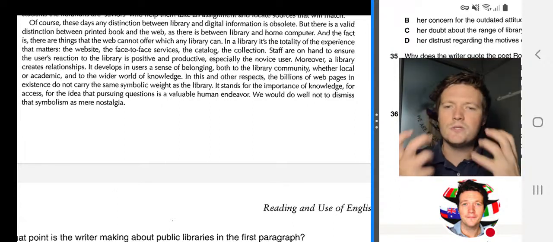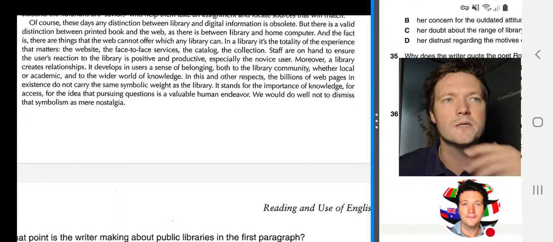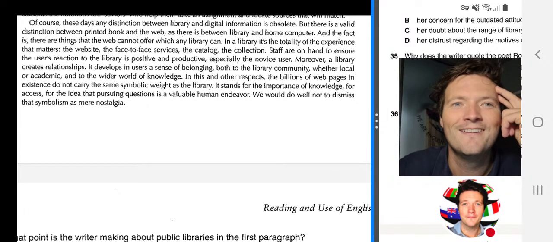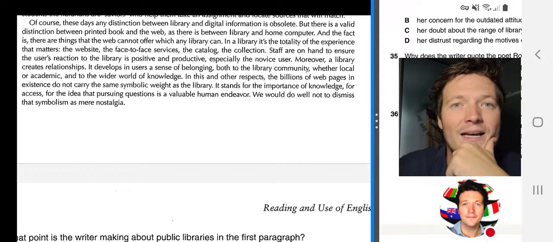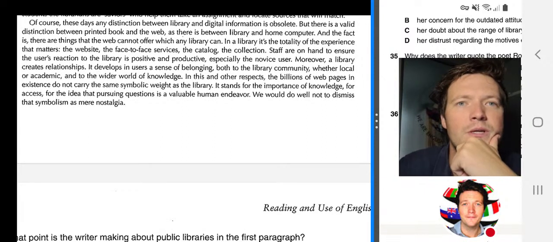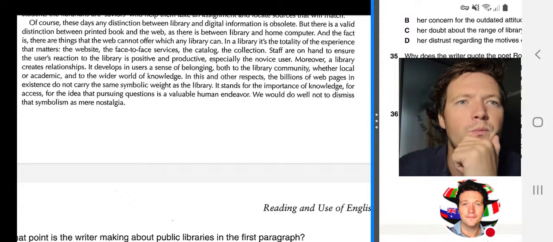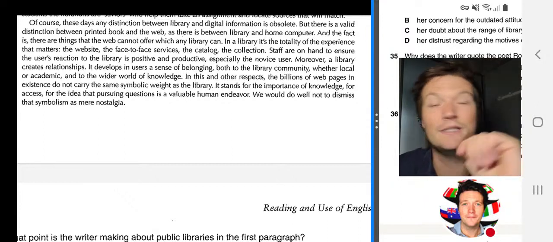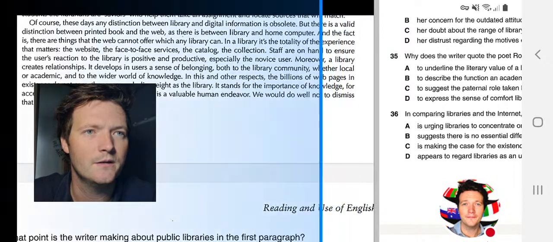Well, absolutely. You see people who say they can't study if they're not in the library. The library does give them that environment that they need to maximize their revision or their cramming more often than not. It stands for the importance of knowledge, for access, for the idea that pursuing questions is a valuable human endeavor. It certainly is. We would do well not to dismiss that symbolism as mere nostalgia. Yes, never dismiss symbolism and tradition.